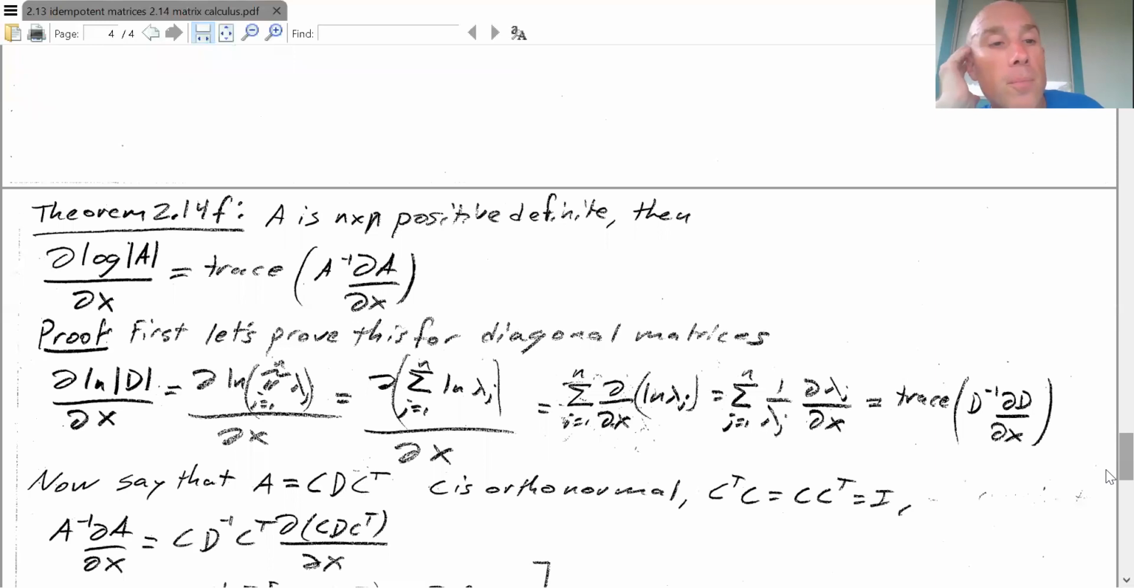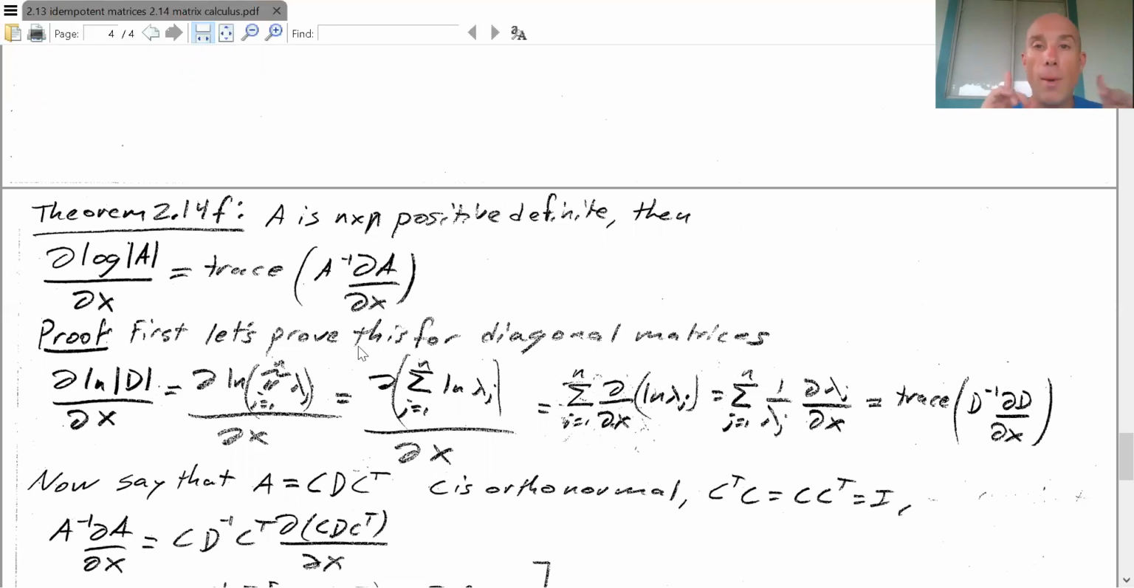Okay, so now our next theorem. If A is n by n positive definite, then the derivative of the natural log of the determinant of A is equal to the trace of A inverse times the derivative of A with respect to X. All right, so let's repeat that. If I take the derivative of the natural log of the determinant of A, that's equal to the trace of A inverse times the derivative of A with respect to X.